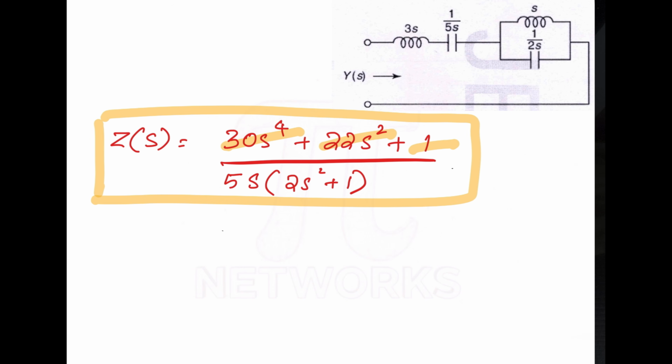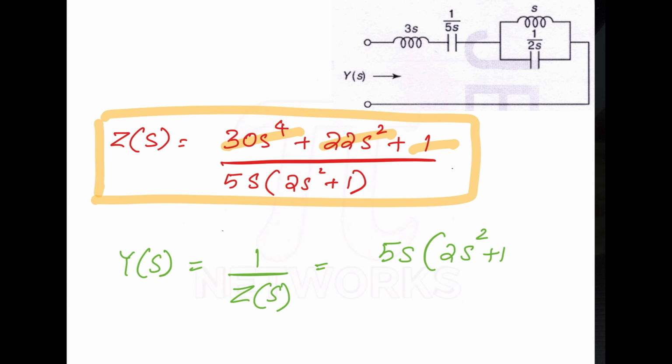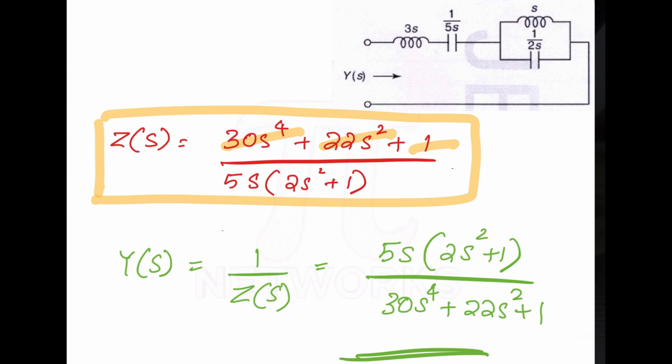So actually we have to find Y of S. So how can you write Y of S? Y of S is equal to 1 by Z of S, and that is equal to 5S into 2S square plus 1, the whole divided by 30S raised to 4 plus 22S square plus 1. So this is the final answer for this question. Let's move on to the next question.